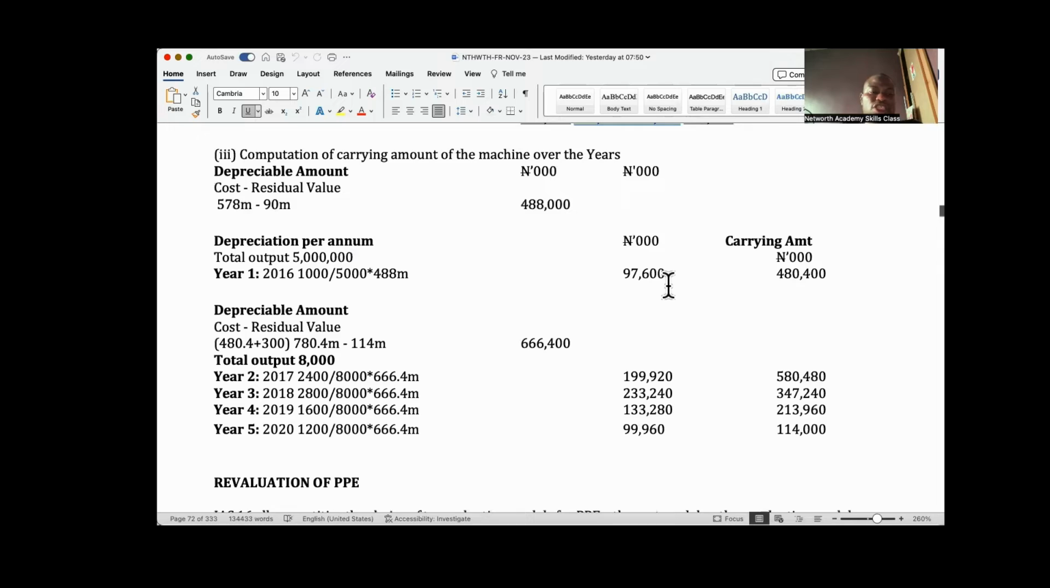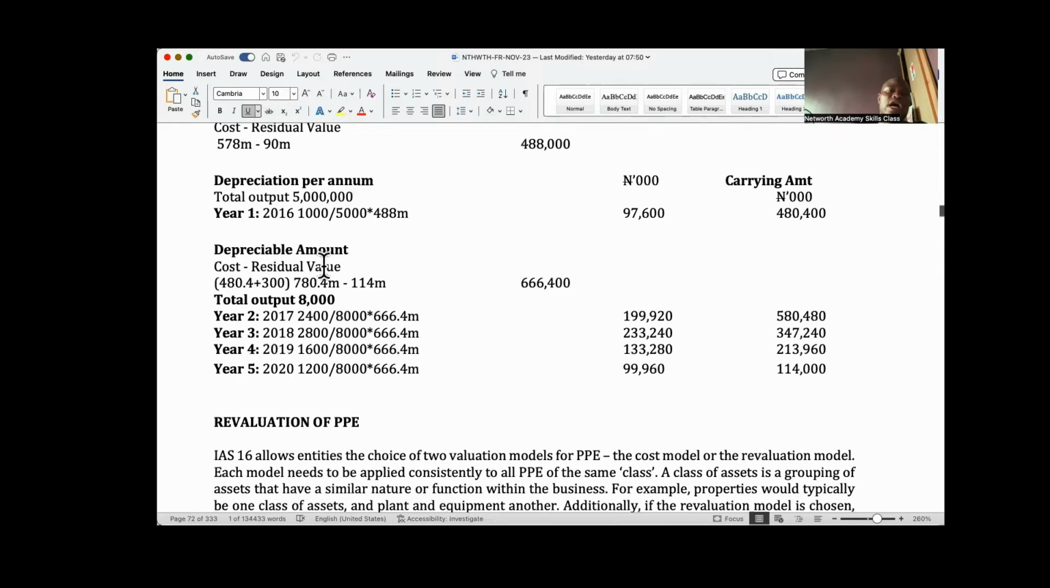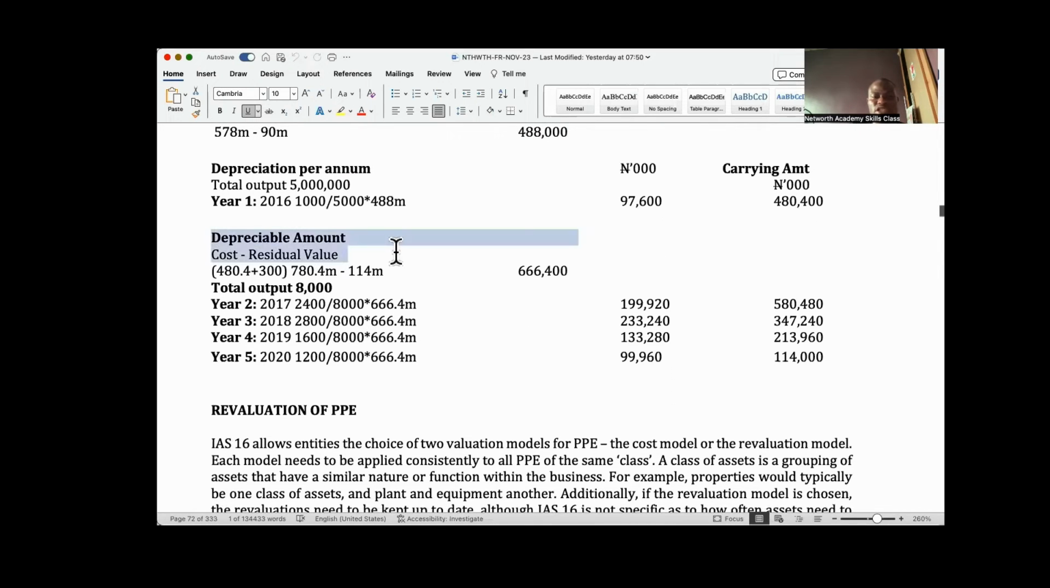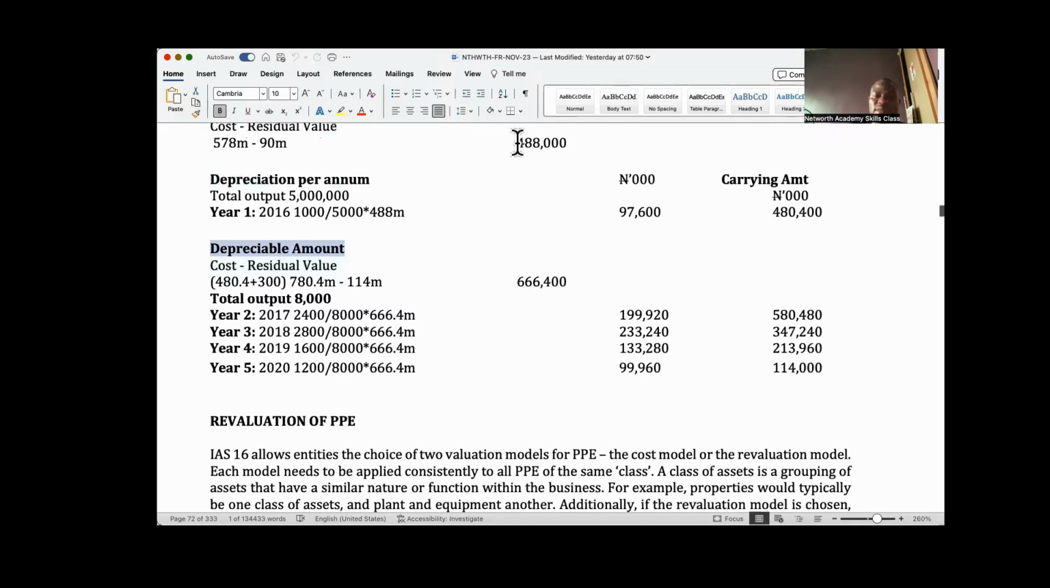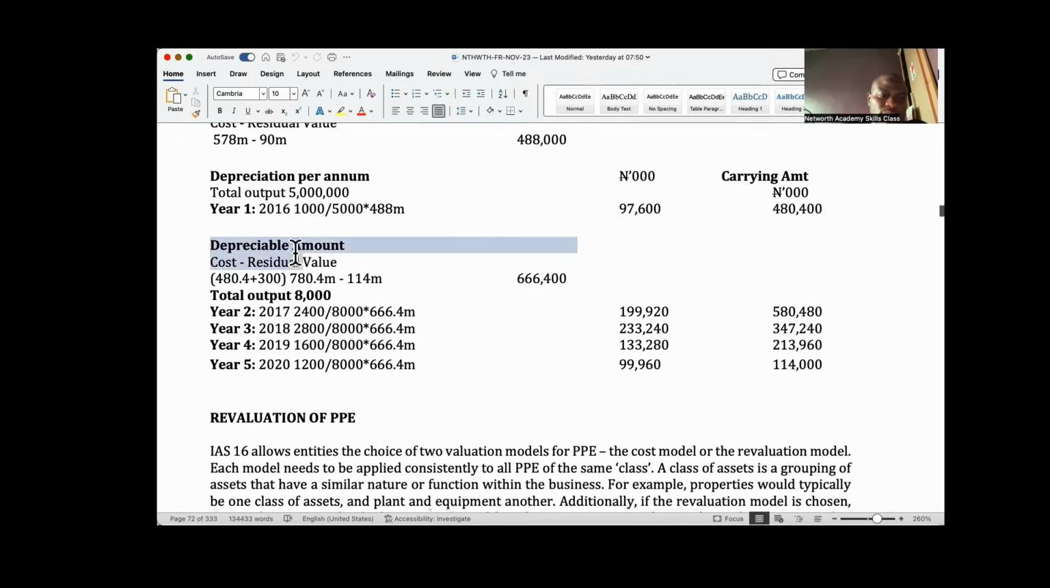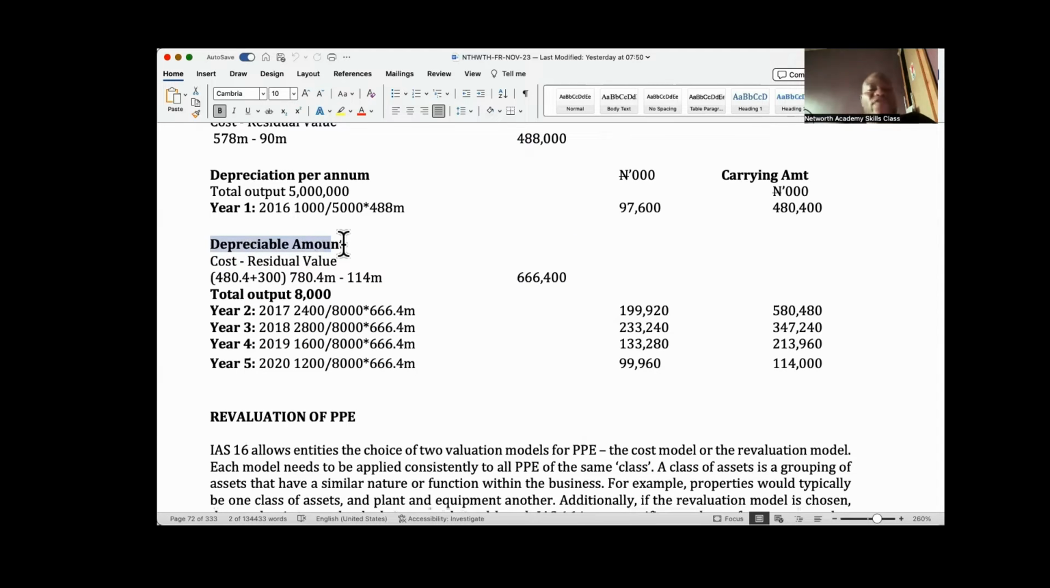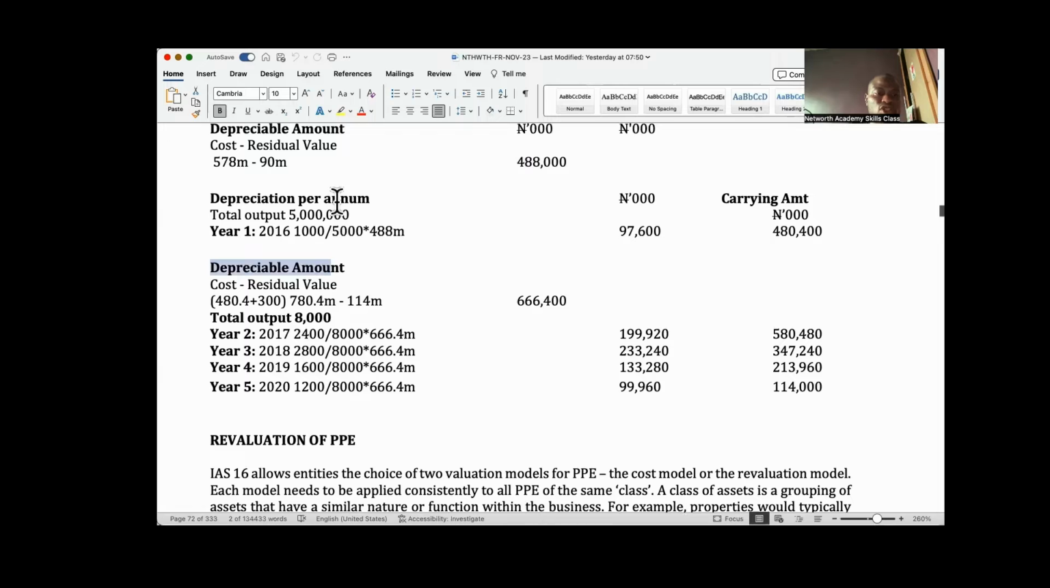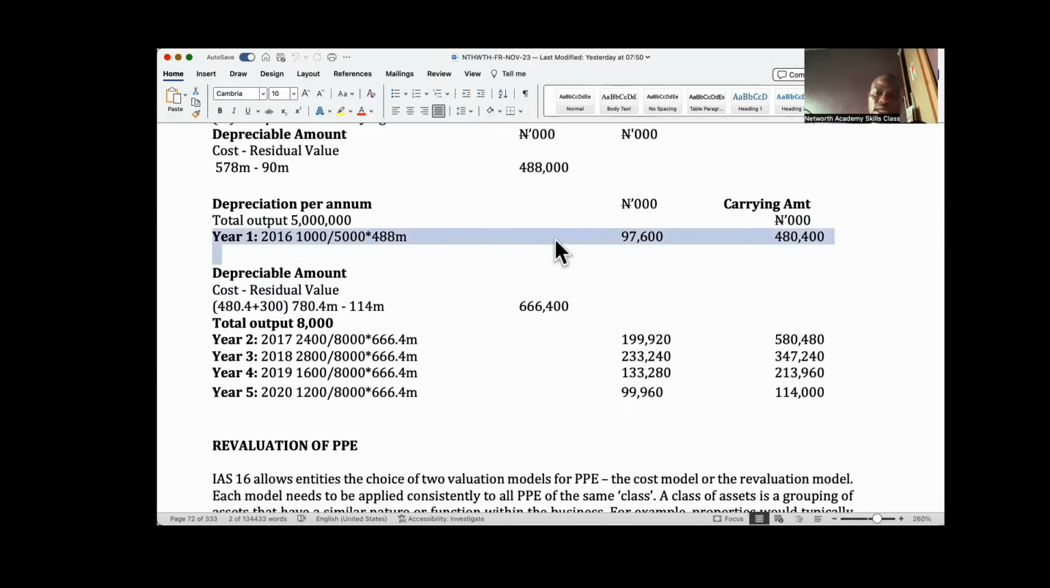However, for my depreciation from year two, I will need to now recalculate my depreciable amount. I cannot use this as depreciable amount anymore since there is additional cost and they have revised residual value. So my depreciable amount from year two going forward, because I'm done with year one, and this is my carrying amount at the end of year one.